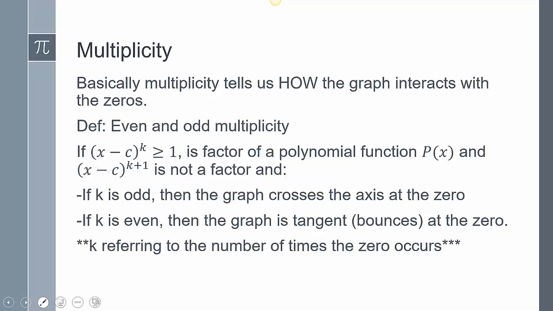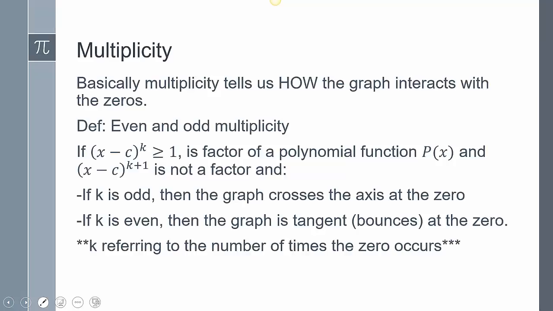So if we know that x minus c to the k power, where k is greater than 1, is a factor of the polynomial, and we know that the next power is not a factor, meaning we didn't expand it more, then if k is odd, the graph crosses the x-axis at the 0. If k is even, then the graph is tangent, or it bounces, at that 0. So k is referring to the number of times that 0 occurs. If it occurs an odd number of times, we know it's going to cross the x-axis. If it occurs an even number of times, then it's going to bounce at that 0.